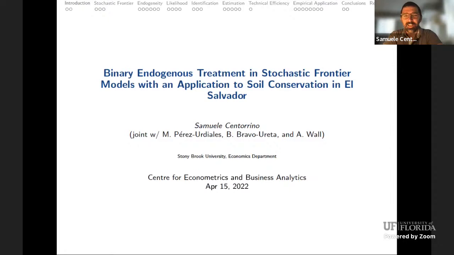So today I'm going to be presenting joint work with Maria Perez-Rudiales, who is at the Inter-American Development Bank, Boris Bravo-Reta at the University of Connecticut, and Alan Wall, who's in Oviedo in Spain. What we're going to try to do in this paper is basically to take a stochastic frontier model, a pretty standard one. I'm going to introduce the model that we use for those who are not familiar with this literature. And then we're going to introduce in this framework a binary endogenous treatment. I will try to explain why what we do here is different from what has been done in the past, and also some of the technical contributions of the paper, and some of the technical challenges that we face when we want to estimate this type of models. So let me go ahead and get started.